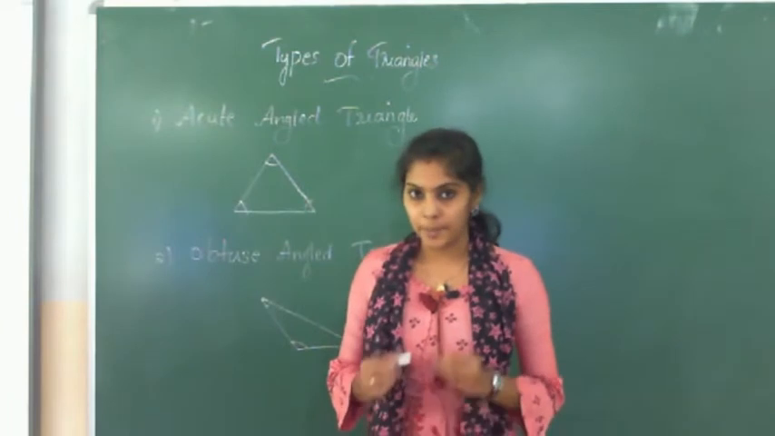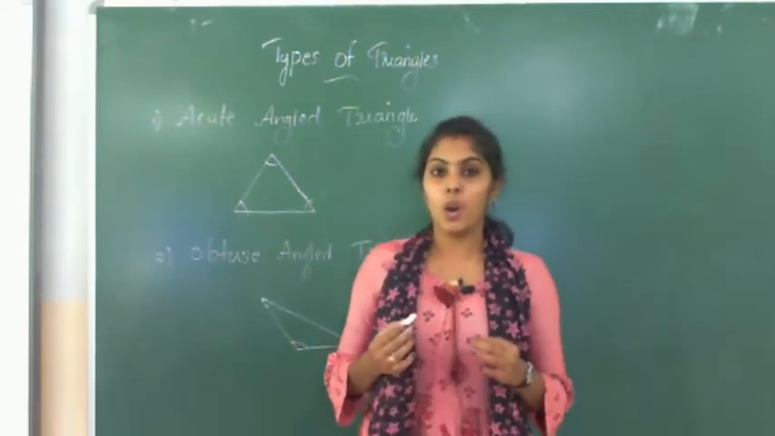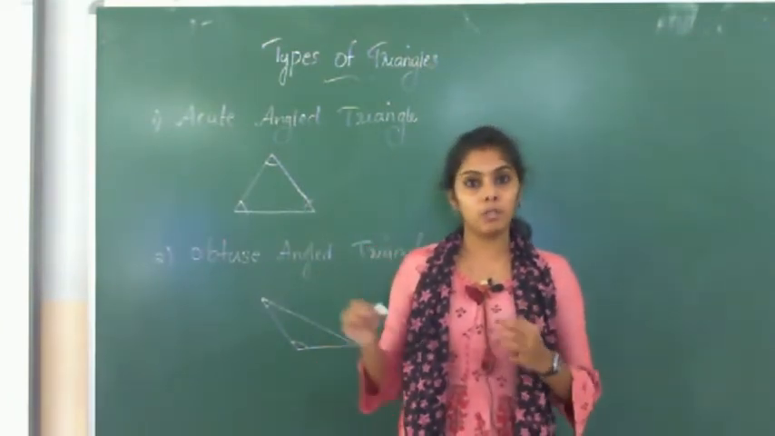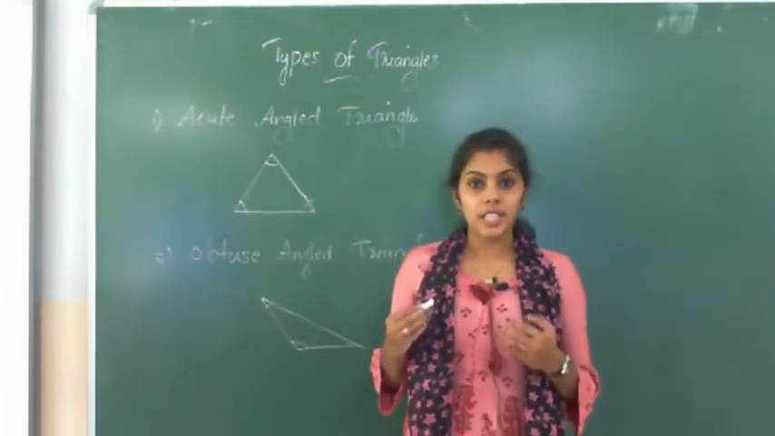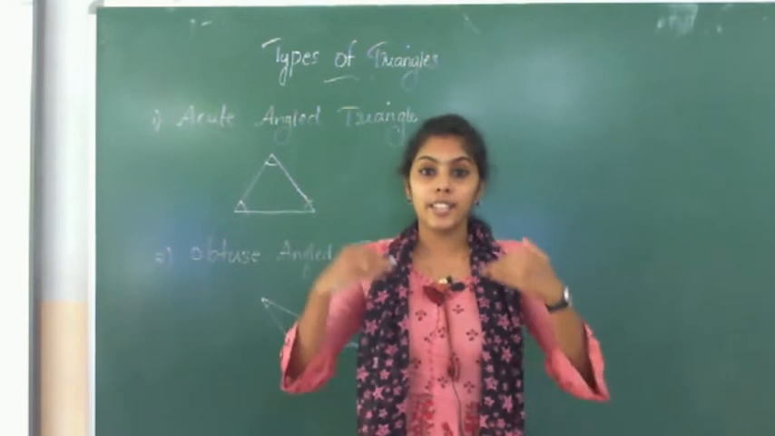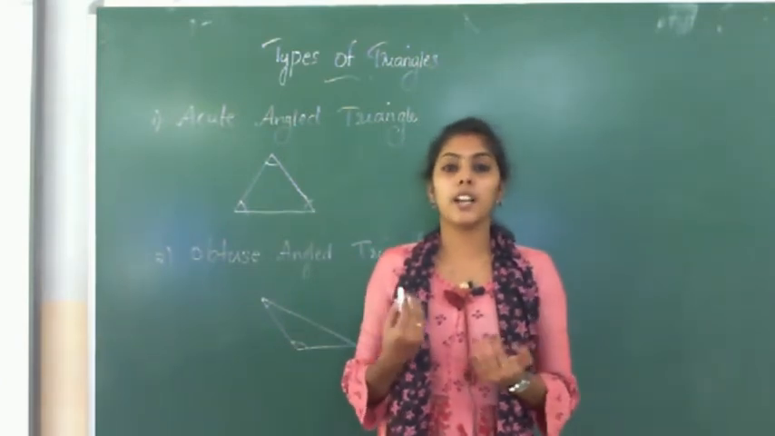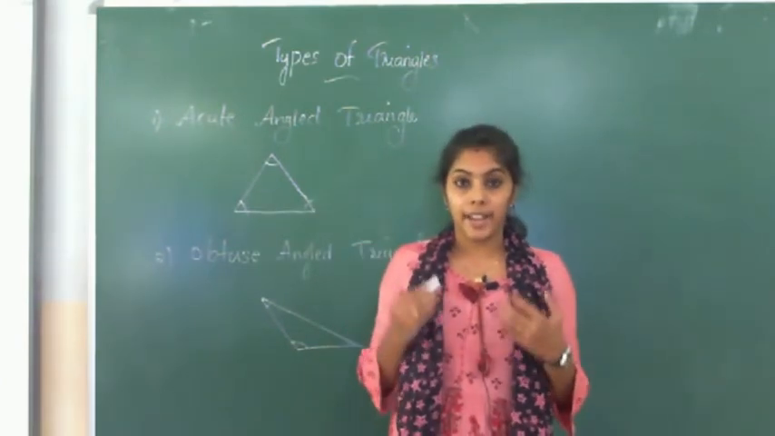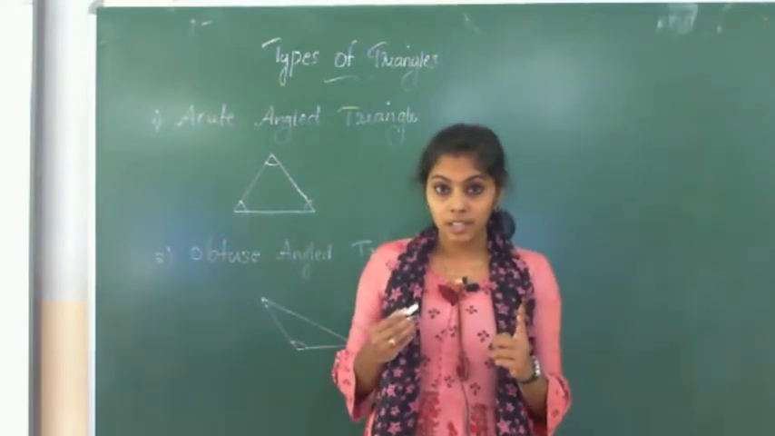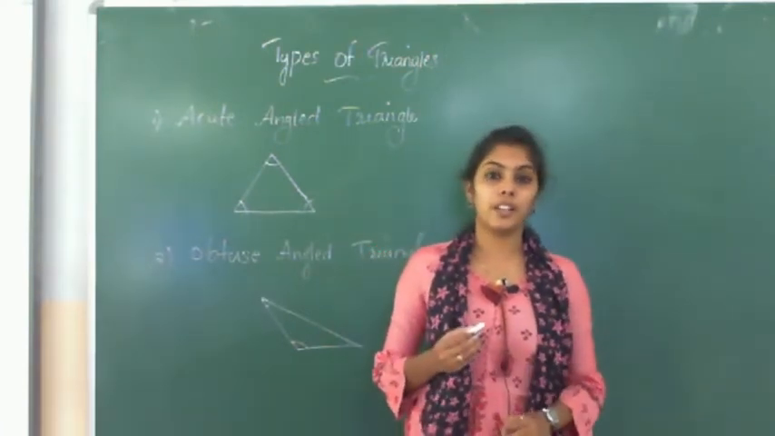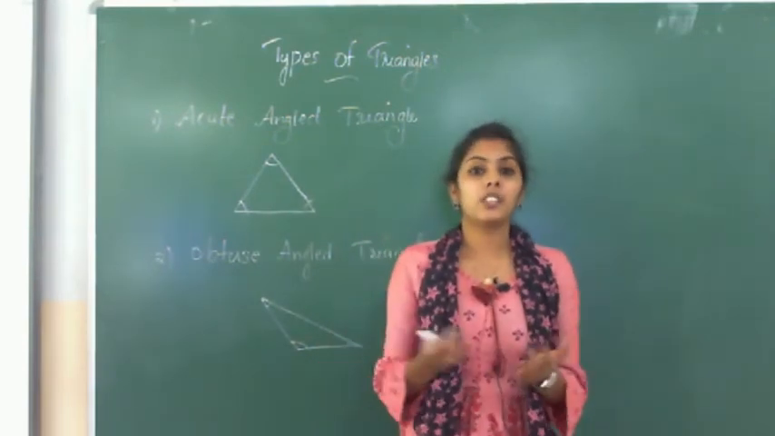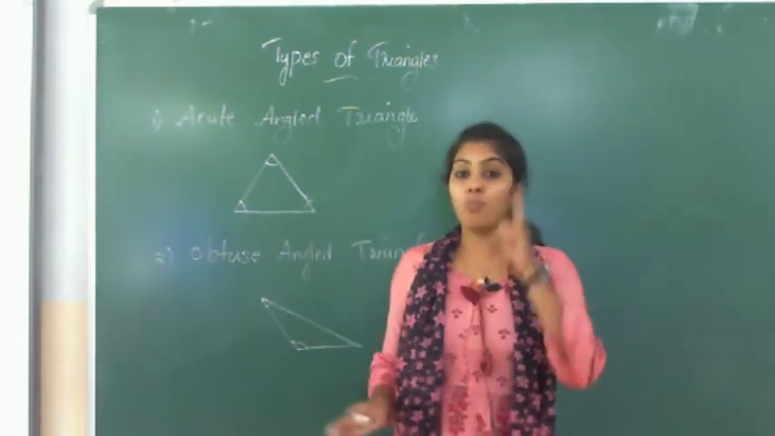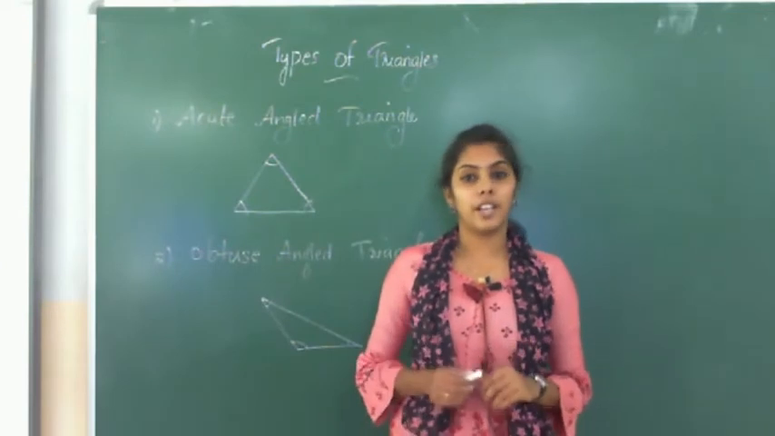Sometimes in your examination, you have to write what is meant by an obtuse angle. An obtuse angle is the angle which is greater than 90 and less than 180. What is meant by an obtuse angled triangle? A triangle with one angle being obtuse. For an acute angled triangle, all the angles should be acute, but here only one angle should be obtuse.